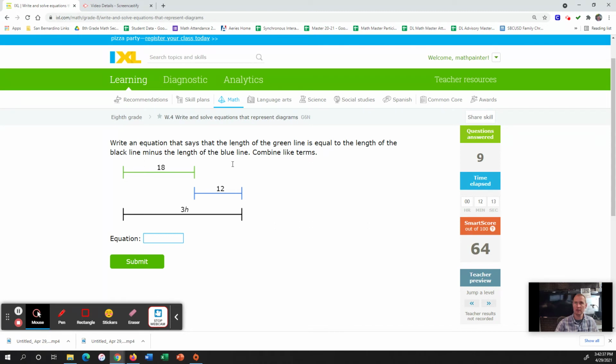Okay, so we're going to start with the length of the green line. Green line first. Okay, 18 equal the length of the black line. So black line's next. 18 equals 3h minus the length of the blue line, 12. There we go. So the directions tell you how to do it. It's 18 equals 3h minus 12. So that's why I said earlier, read the directions.